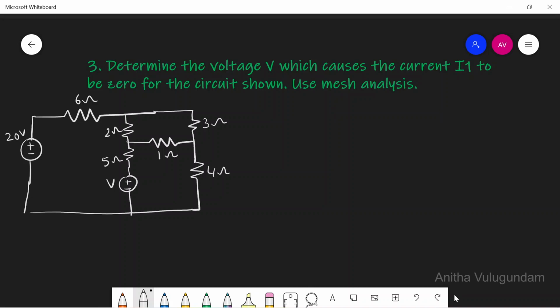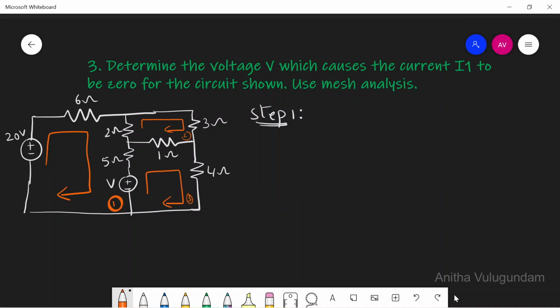In mesh analysis, step 1 is to identify the number of meshes. So this is mesh 1, this is mesh 2, and this I am assuming mesh 3. So the number of meshes equals 3.